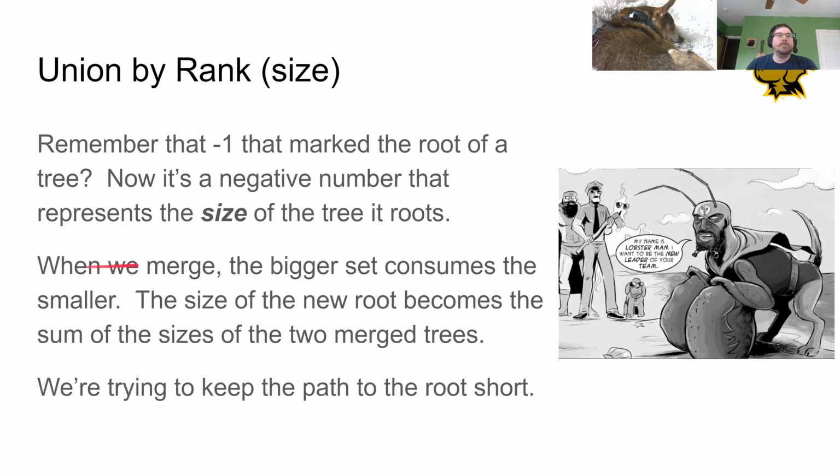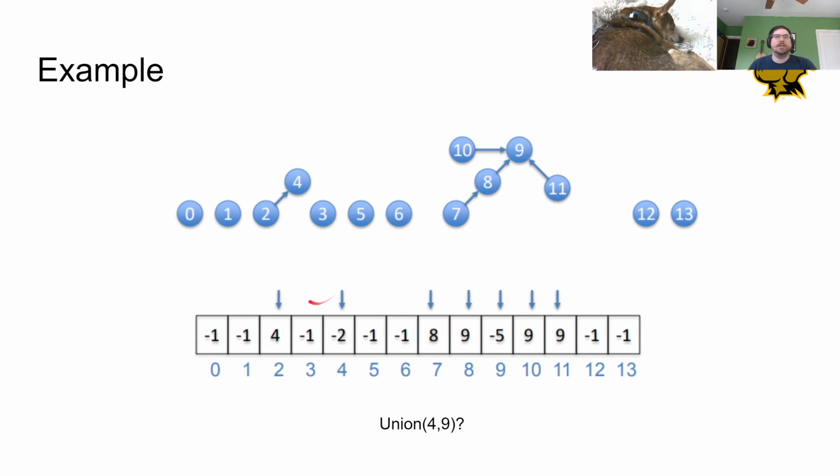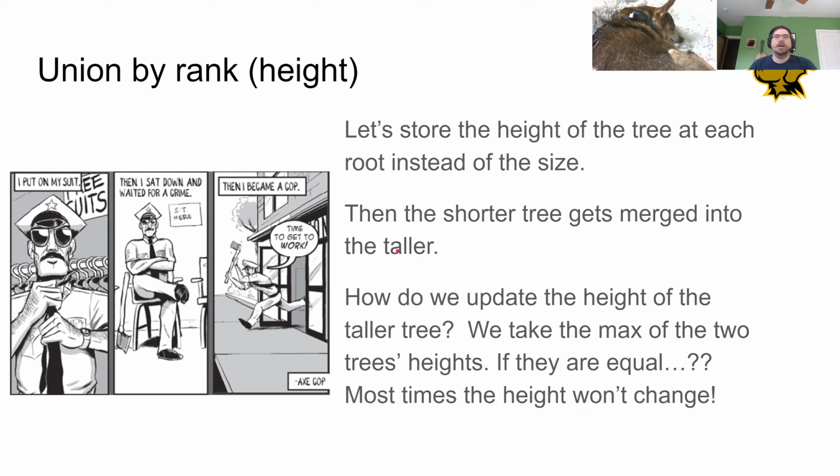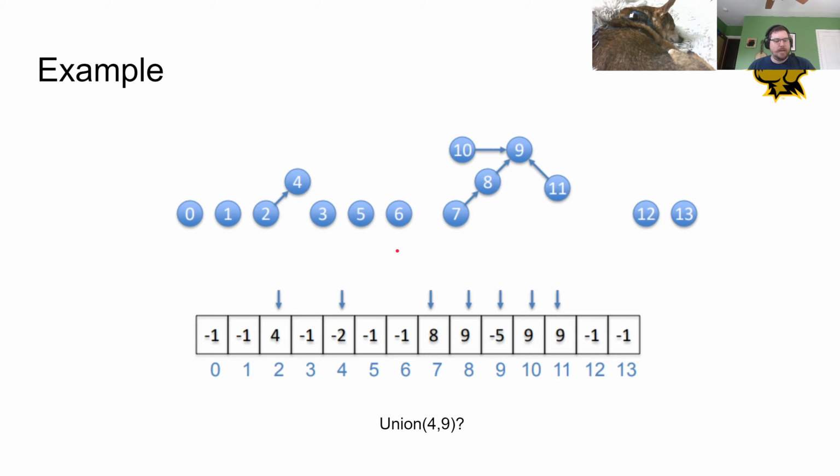Excellent. When we merge, the bigger set consumes the smaller set, meaning I take the smaller set's negative number and turn it into the name of the larger set, making that a parent pointer. The size of the new root becomes the sum of the sizes of the two merged trees times -1. The whole goal is to keep the path to the root short. So what does the union of 4 and 9 look like?